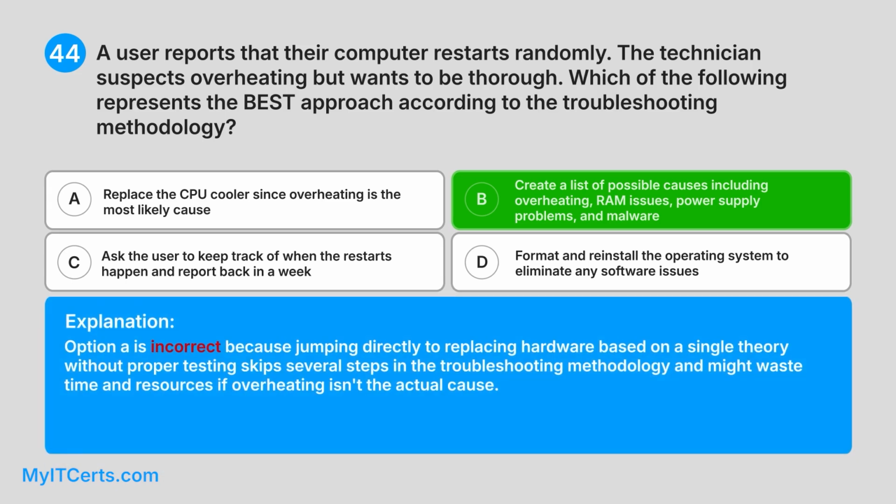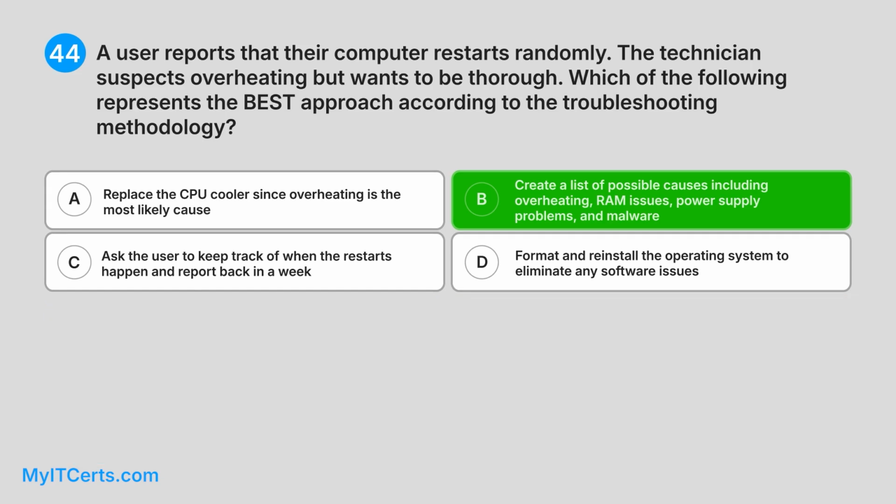Option A, replace the CPU cooler since overheating is the most likely cause, is incorrect, because jumping directly to replacing hardware based on a single theory without proper testing skips several steps in the troubleshooting methodology and might waste time and resources if overheating isn't the actual cause.